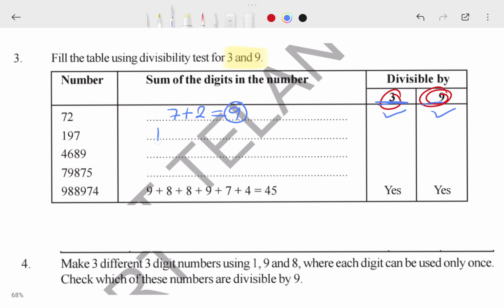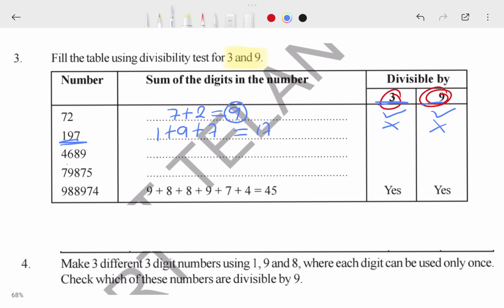If you add 1 plus 9 plus 7, this is 17, okay? In the 3 table, is 17 there? No, it is not there, so this is not divisible by 3. To find out whether this number is divisible by 9 or not, add the digits, 1 plus 9 plus 7, 17 only. In the 9 table, is 17 there? No, not there, so it is also not divisible by 9.